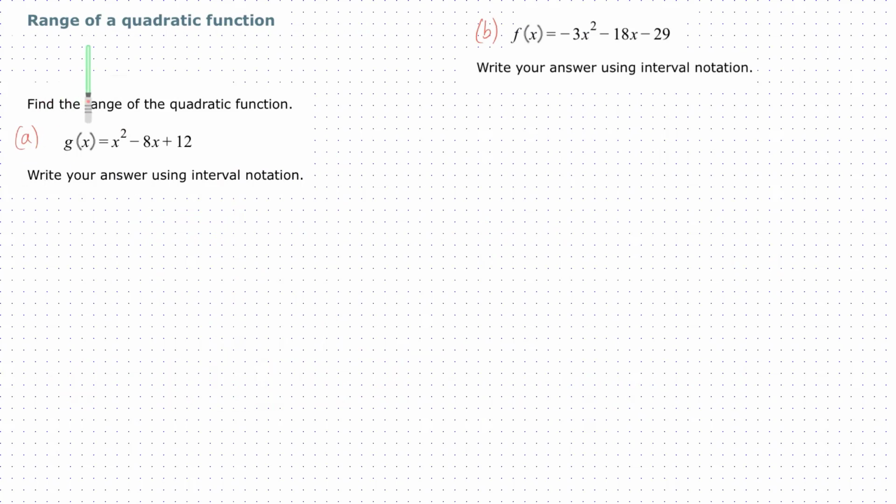I'm going to go ahead and find a range of a quadratic function. There's going to be a couple of examples here. There's a part A and a part B. And in part A, we're given a g of x. So we want to find the range of g of x.